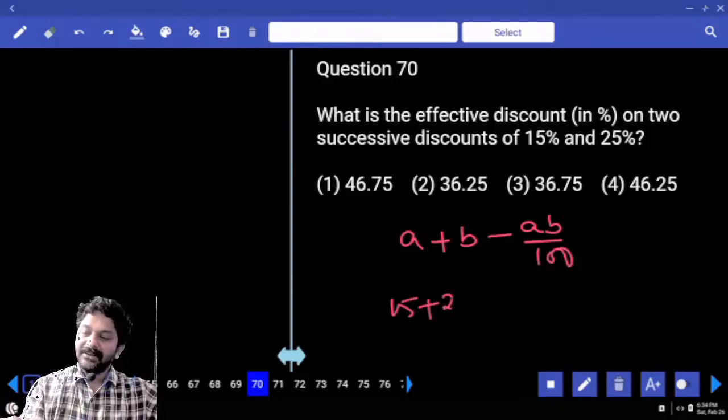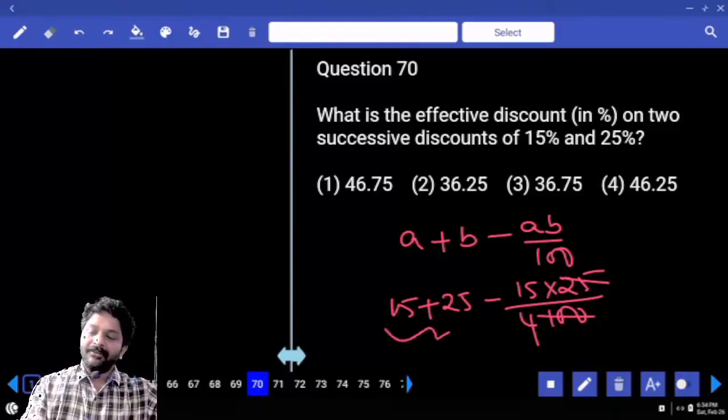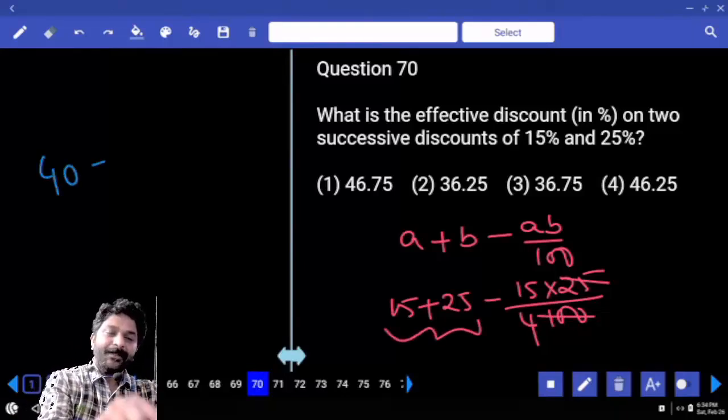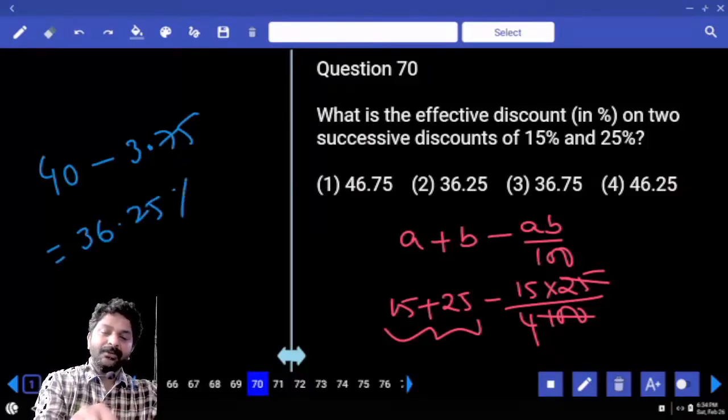15 plus 25 minus 15 into 25 by 100. 25 4 times. 15 by 4. 15 plus 25 in the sense 40 minus 15 by 4 in the sense 3.75. That means answer 36.25%.